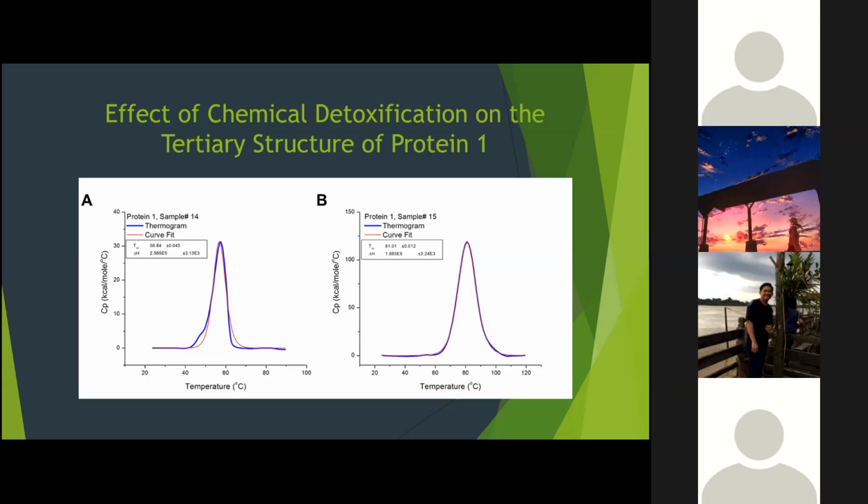So this figure shows the analyzed data showing the impact of chemical detoxification on protein 1 tertiary structure. It can be assumed that the detoxification step introduced some form of variation in protein 1 structural conformation, which gave the detoxified protein greater stability. Next.